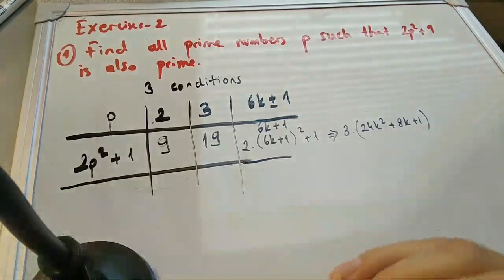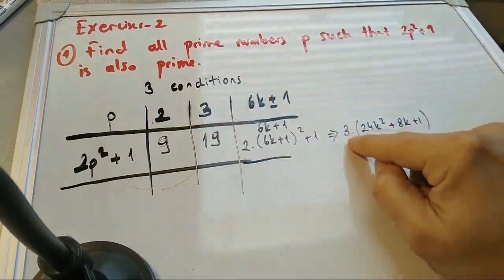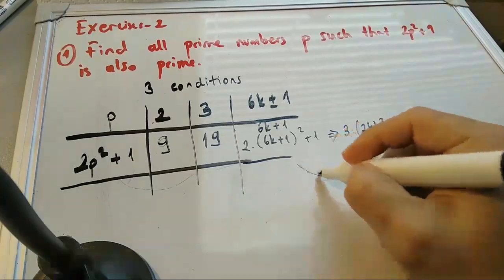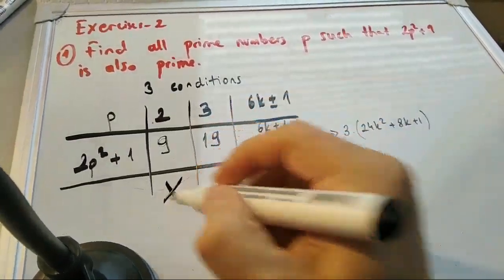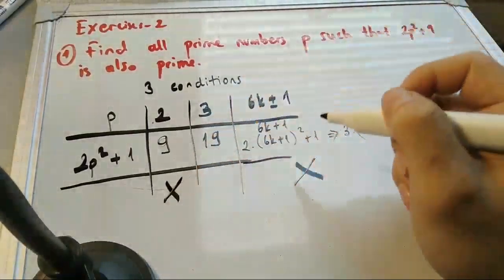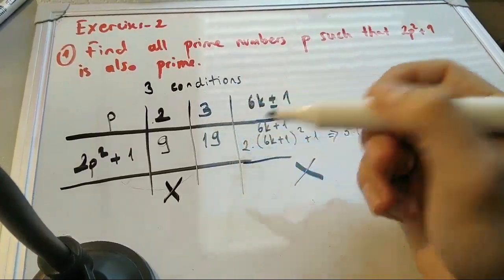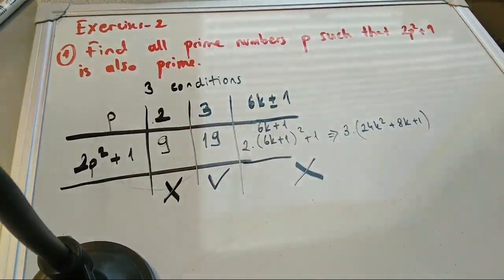And as you see here, for p greater than 3, the number is divisible by 3, so it cannot be prime, right? So we will not take this interval and also this. For 3, 2p squared plus 1 is 19. 19 is a prime number. Okay. Find all prime numbers: just 3.